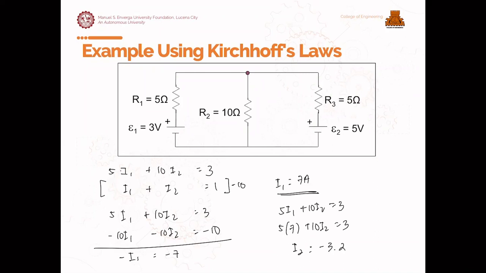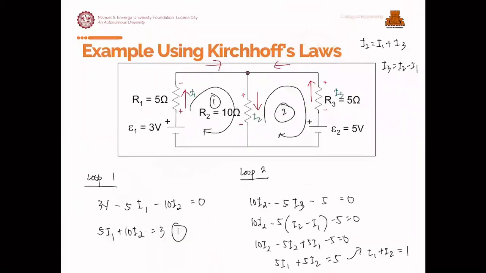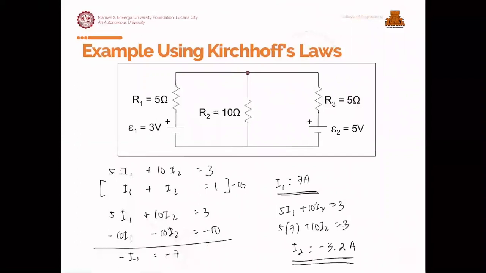So, negative yung value. So ibig sabihin yung flow ng current natin, yung assumption natin, is mali yung value niya. Okay? So, ibig sabihin, imbis na pababa yung value niya, yung direction niya dapat pataas siya. Okay? Then last, yung sa I3 natin.